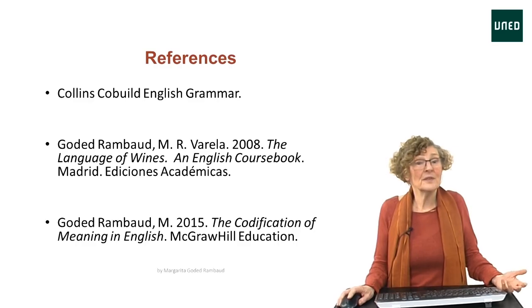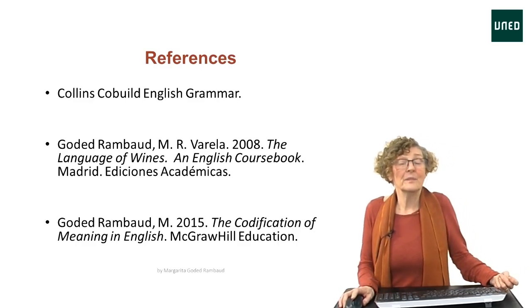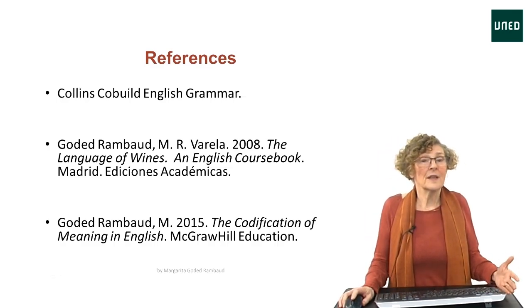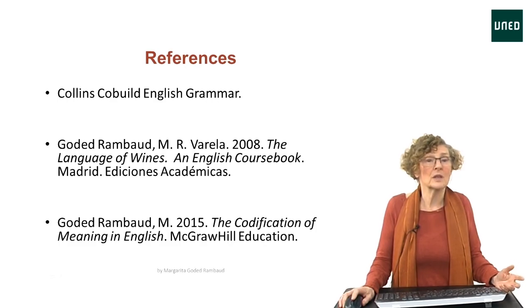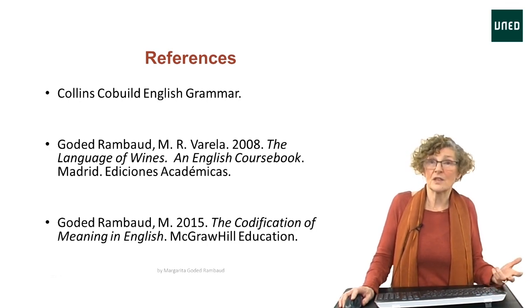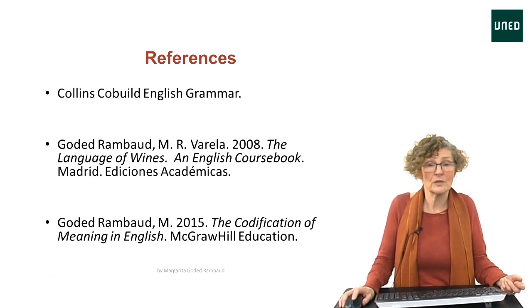So here are the references, as usual. The grammar that is being used in this course is the Collins Cobuild English Grammar, then the usual course book, the Language of Wine and English course book, and then I wrote a book dealing with things such as, for example, how to codify distance when you are talking to other people, in The Codification of Meaning in English.